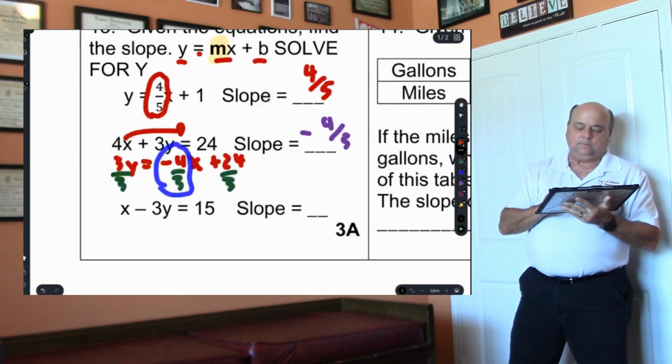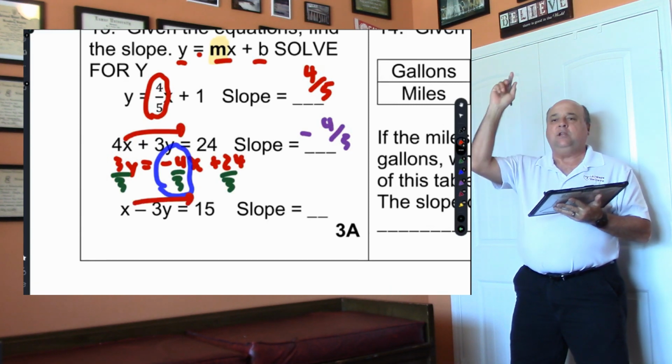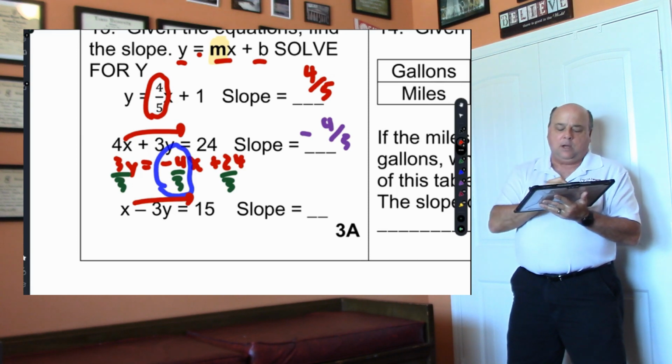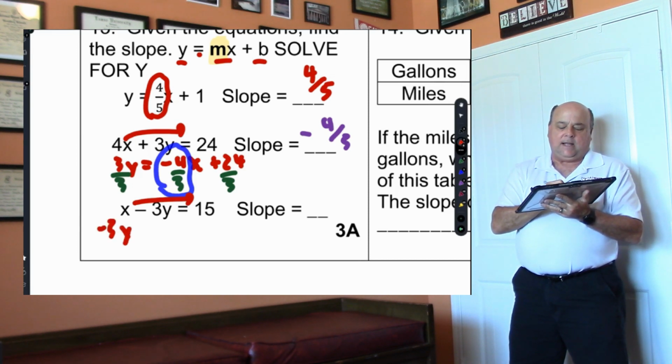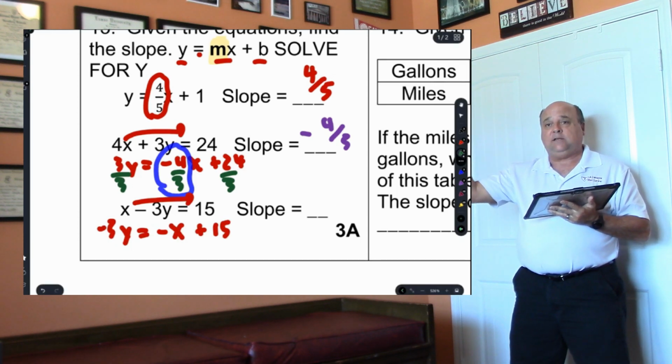Let's go to the next one. On this one right here, I need to move the x to the left. I want it to be y equal x the number. So I'm going to get negative 3y equals negative x plus 15. Now it's in the right order: y equals x, the number.